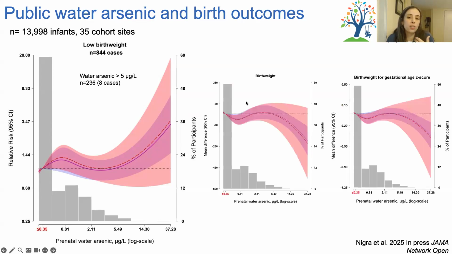And so if you instead just look at the continuous versions of this outcome, instead of looking at low birth weight, but birth weight itself amongst all participants, and then birth weight for gestational age Z-score, the shape is actually the same, right? The shape of the dose response, or exposure response, is the same. And so that is very reassuring as well, right? That we're not necessarily limited here just by cases for this particular outcome.